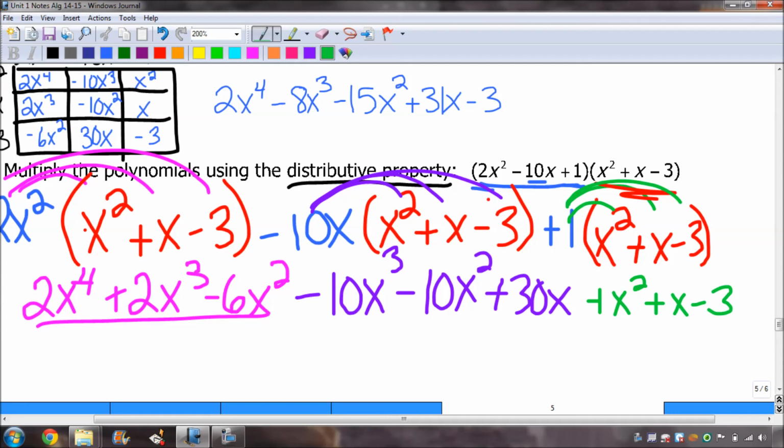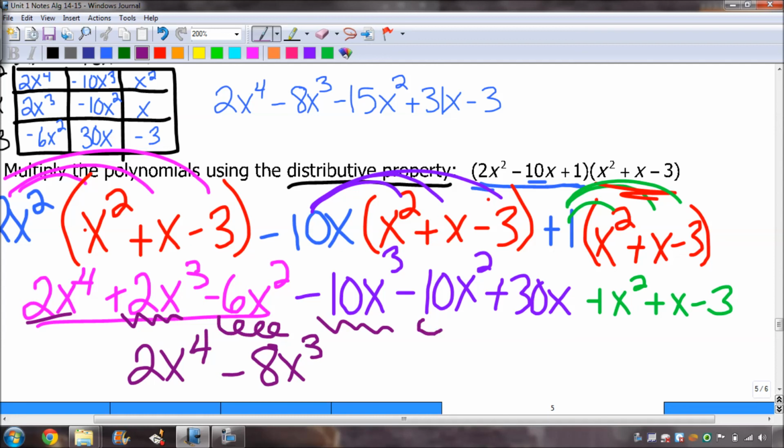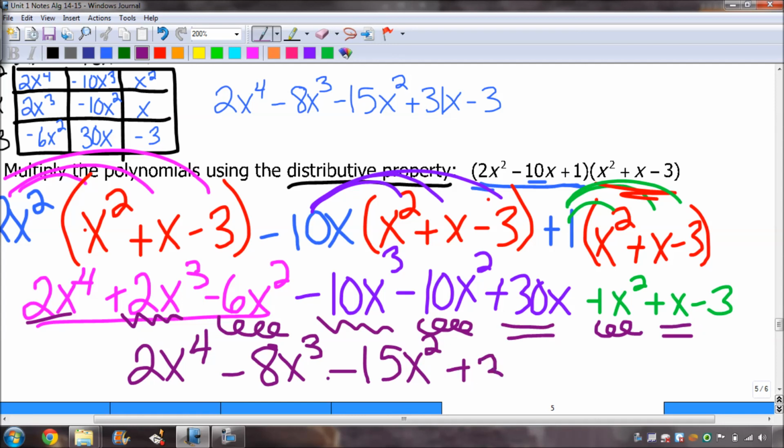So at this point in time, you can choose to use the box or just writing out the distributing, whatever works best for you. Last thing I need to do is just combine my like terms. There's nothing like 2x to the 4th power, so I'm just going to copy it down. 2x cubed is like negative 10x cubed, so I get negative 8x cubed. Negative 6x squared is like negative 10x squared, and x squared, so negative 6 plus negative 10 is negative 16 plus 1 is negative 15x squared. Okay, this 30x is like this x, so I end up getting 31x. And then I have this minus 3 left over at the end, okay? And that is my final answer.